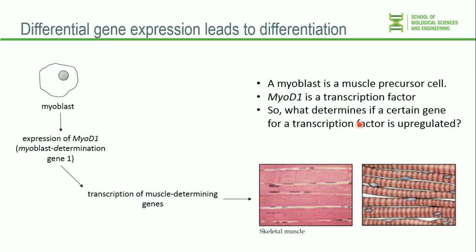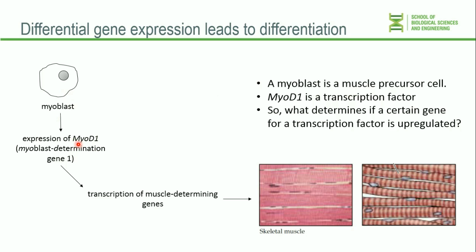Now the question is, how do these become different cells? And here we have one example that tells us at least part of the story. Here we have a myoblast. A myoblast is a pluripotent cell that will become a muscle, so it's a muscle precursor cell. And we know that the expression of a particular gene in this myoblast will actually convert this myoblast to an adult skeletal muscle cell.